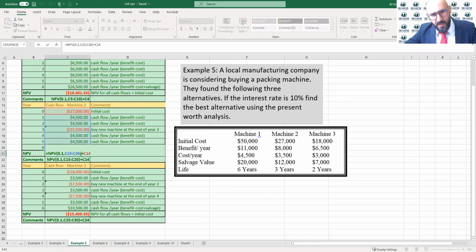You use the NPV, 10%, and select the cells.